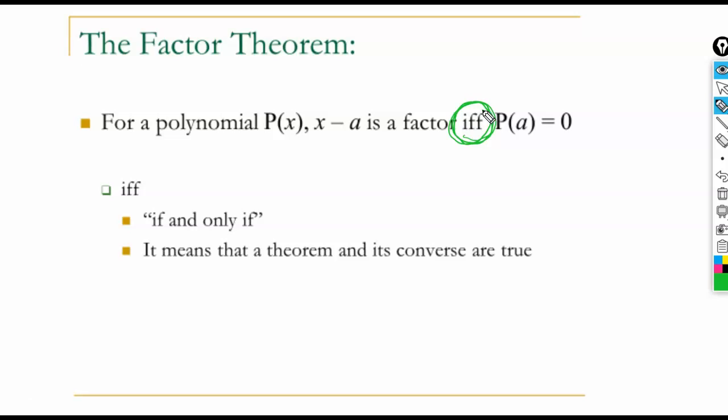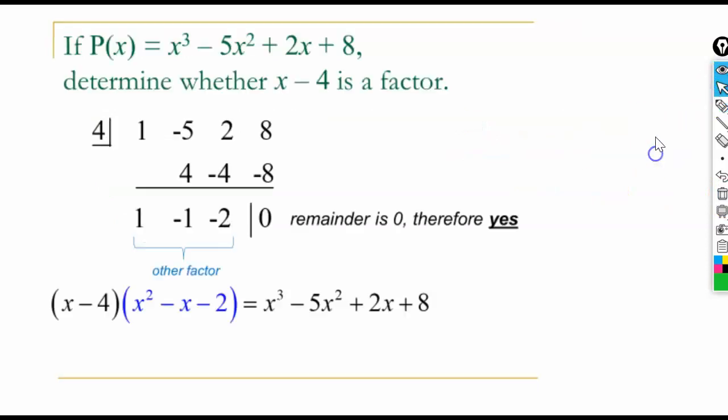So it means that it works both ways. If p of a is equal to 0, then x minus a is a factor, and if x minus a is a factor, then p of a has to equal 0. It works in both directions. And so that's what if and only if means. But that is the notation for that. So if you ever run into that, again, language is a big part of what we're learning this year, and that's one of the languages of math.